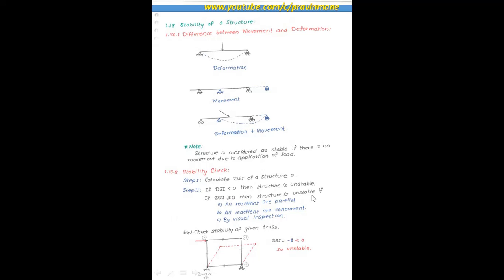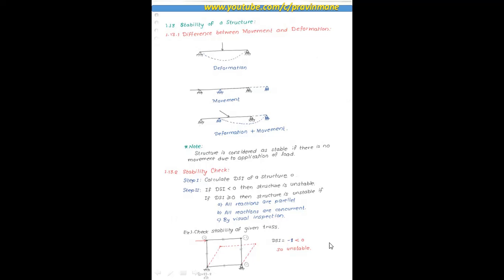Structure is unstable if all reactions are parallel. Structure is unstable if all reactions are concurrent, by visual inspection only. So example 1, check stability of the given truss. DSI is equal to -1, which is less than 0, so the structure is unstable.